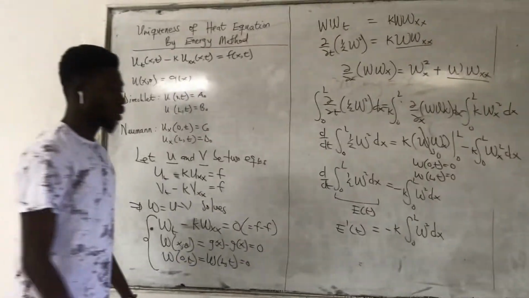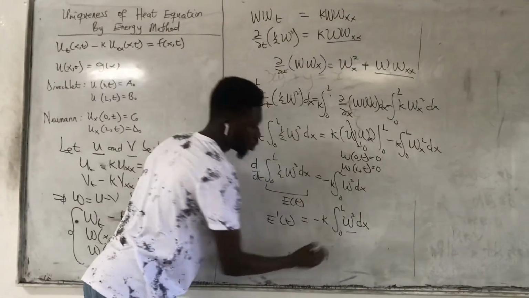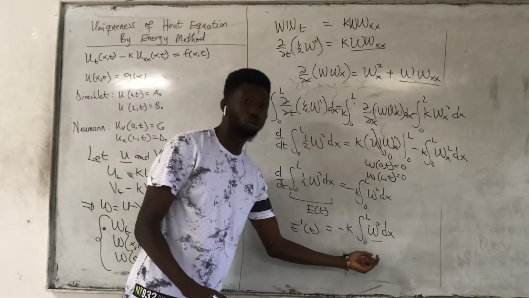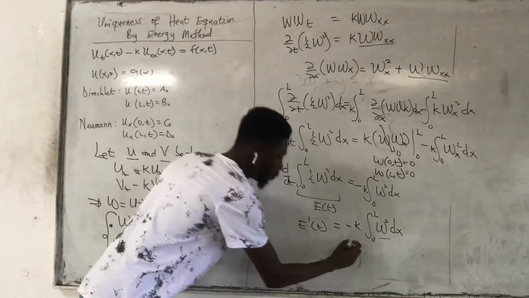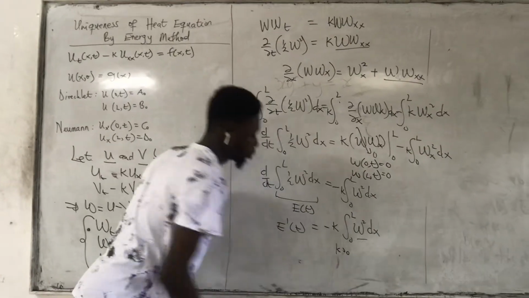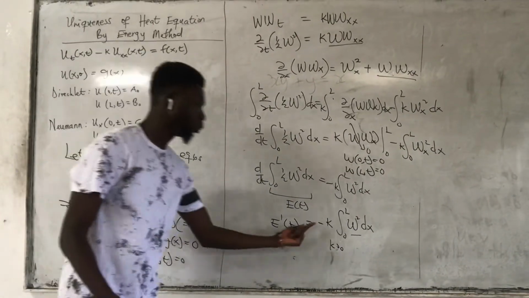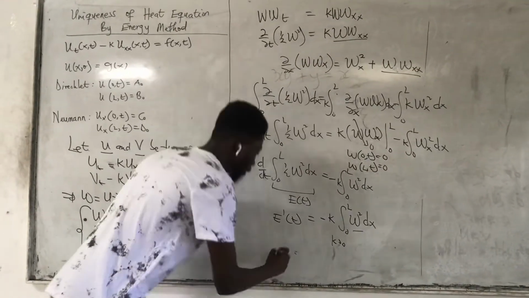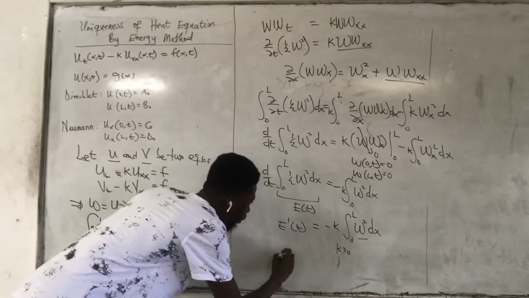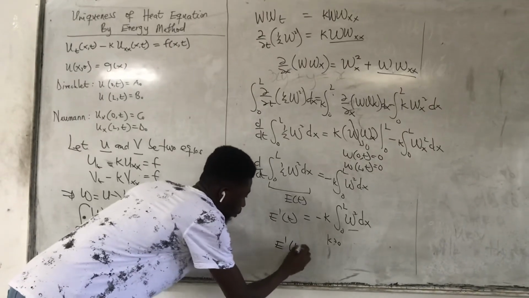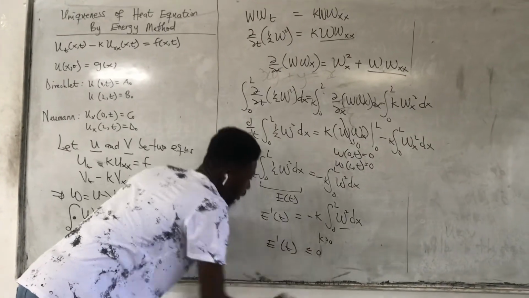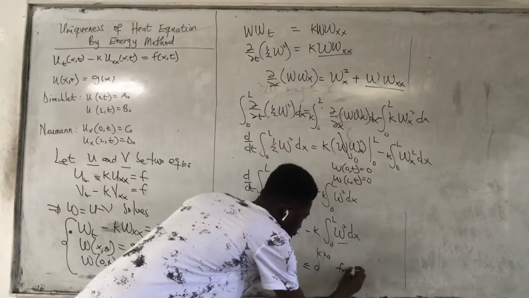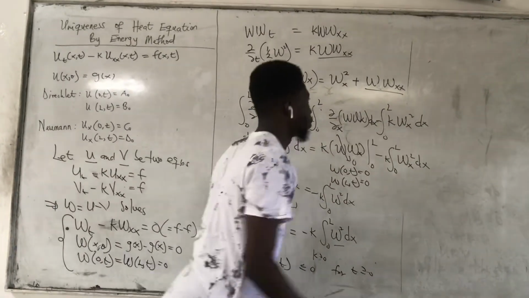From here, because w_x squared is always positive, the integral of that positive expression will always be positive. Now, given that k is assumed to be greater than 0, we will have the expression at the right-hand side to always be negative. Hence, we can say that the derivative of the energy is less than or equal to 0. That is for t greater than or equal to 0.